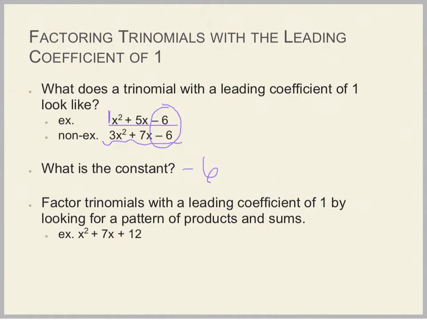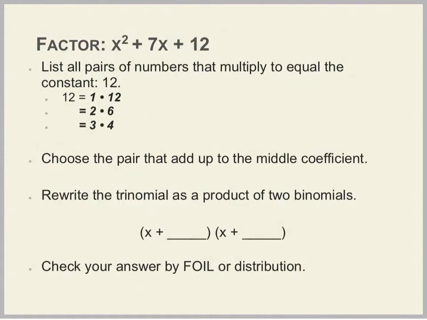So we will be factoring trinomials with leading coefficient of 1 by looking for the pattern of products, meaning multiplication, and sums, meaning addition. So x squared plus 7x plus 12. We know that we are going to look at this constant first. And with this constant, we want to list all the pairs of numbers that multiply to that constant of 12, which are 1 and 12, 2 and 6, 3 and 4. Then we're going to choose the pair that adds up to our middle term, 7x.